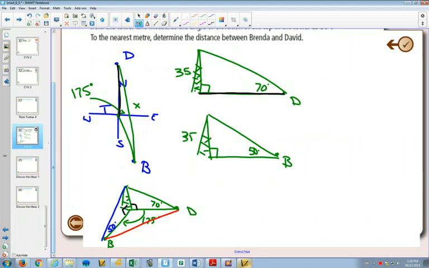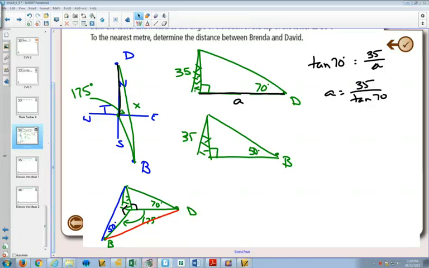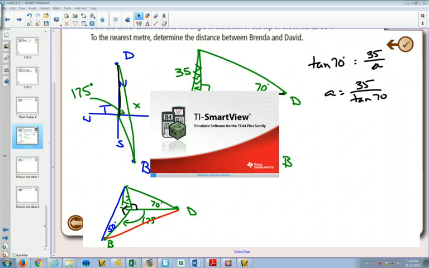So I can figure that out by going tan of 70 degrees equals the opposite side over, I'll call this x. Actually, I used x already. I should use a different letter. Let's call it a. And so a will equal 35 over tan 70. And we can figure that out.